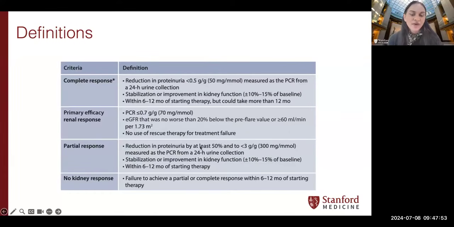Partial response is if you have a reduction of proteinuria by at least 50%, to less than 3,000 milligrams, and stabilization of kidney function, but not proteinuria going into remission, like lower than 0.5. These definitions in a study can really help you be more objective and have good outcomes that are definite and specific.